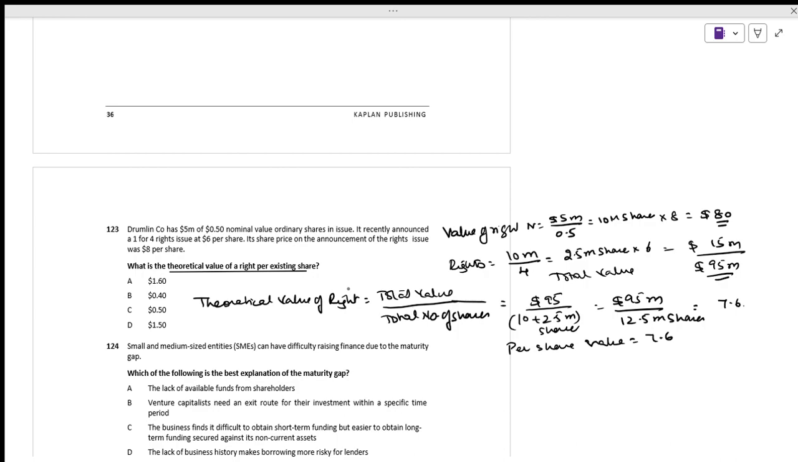How much is the rights issue price? The rights issue price is 6. What is the difference you will get? This is the value for each right. How many shares are they issuing? For 4 shares, they are issuing 1 share. Divided by 4 shares, it comes to 0.40.